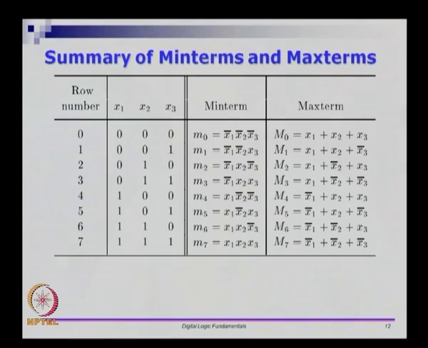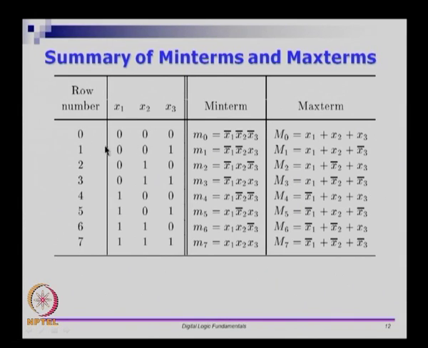So let us look at a quick summary. This slide shows you a quick summary of minterms and maxterms. So if I have x1, x2, x3 and if I fix the ordering from left to right, these are the possible choices for x1, x2, x3. You can see that this is number 0, number 1, 2, 3, 4, 5, 6, 7 and so on. So usually in the Boolean world we start numbering from 0. So this is row number 0, this is row number 1 and so on.